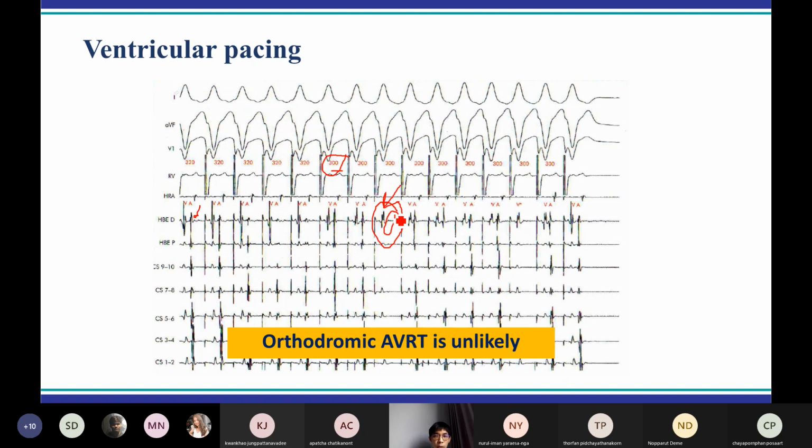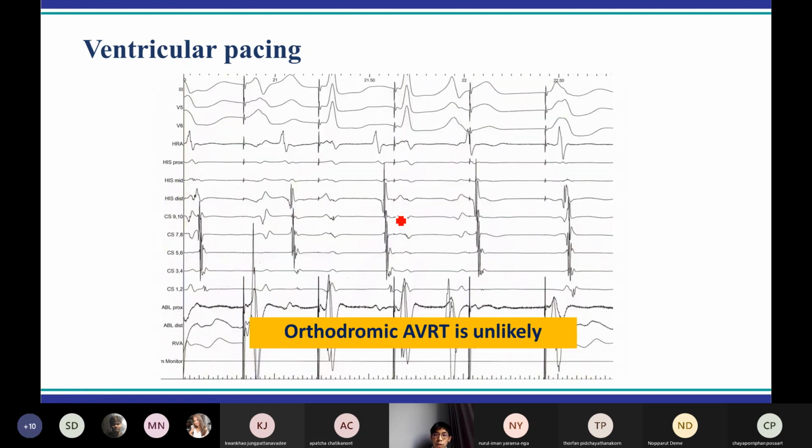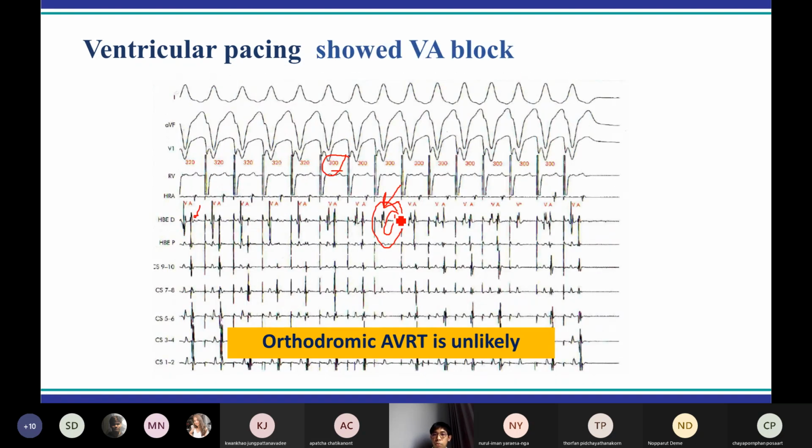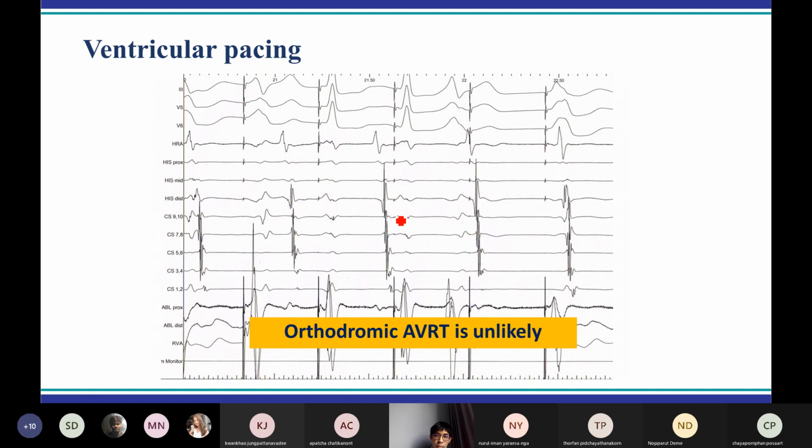Is that okay? Yes, it's very clear. Okay. This one shows VA block and no change in the pattern of the accessory pathway. This one is similar to that one.